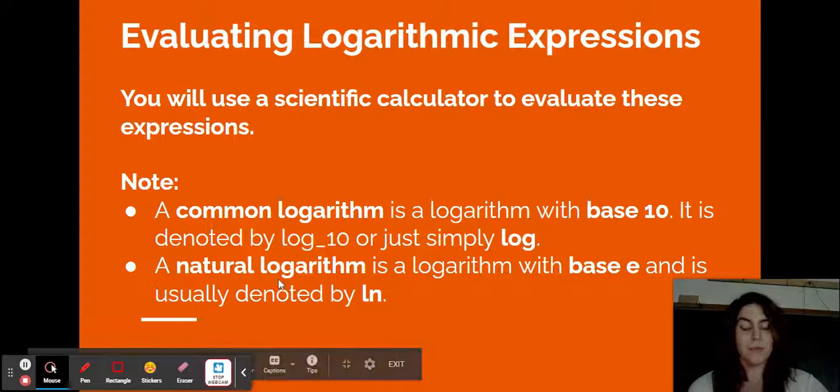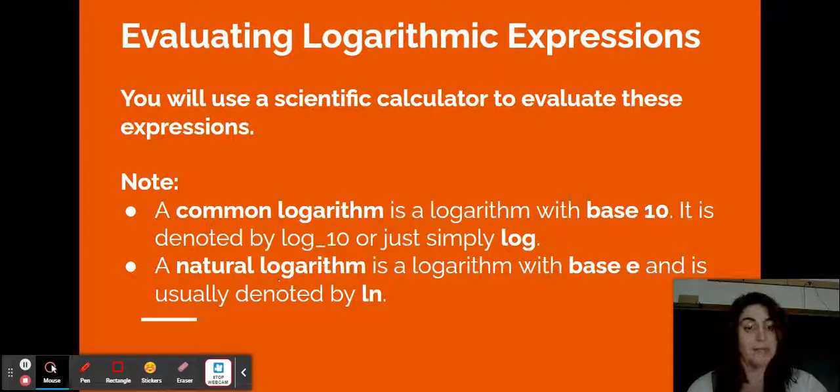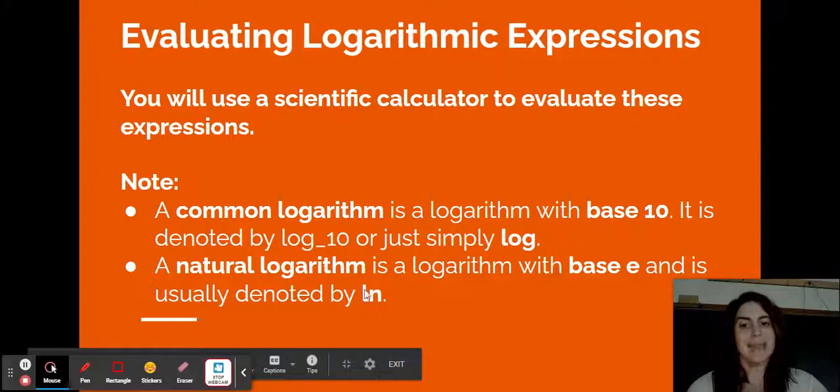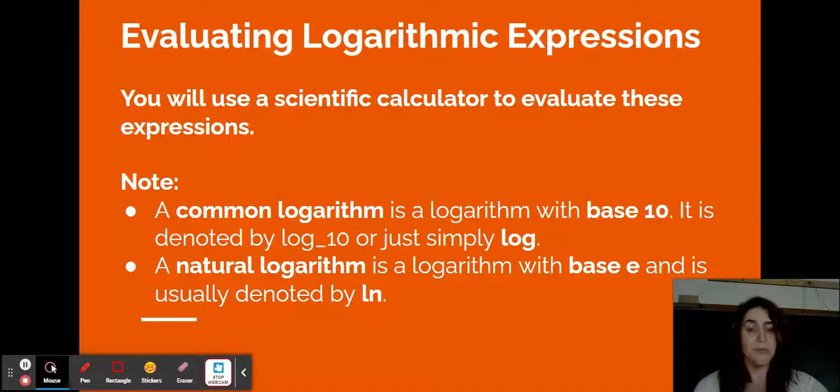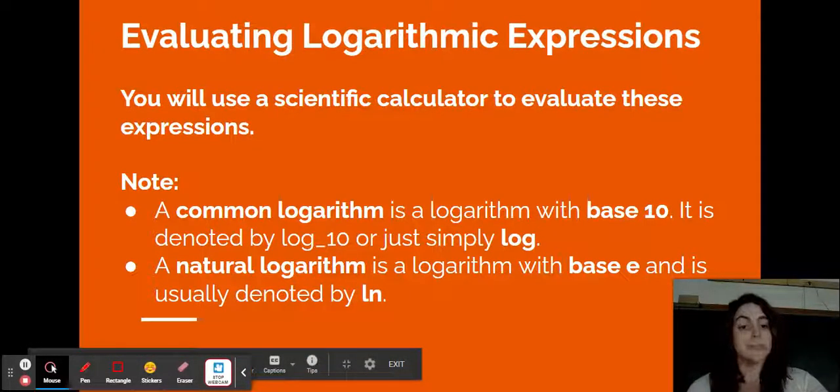The other case is what we call a natural log. A natural log uses base e, the Euler number. That is going to be denoted by ln, lowercase l, lowercase n. It stands for the log of the natural number. So ln, logarithm of the natural number. So do not forget them. Please make sure you denote them correctly. So ln is the natural log. So whenever we have that, it is base e.